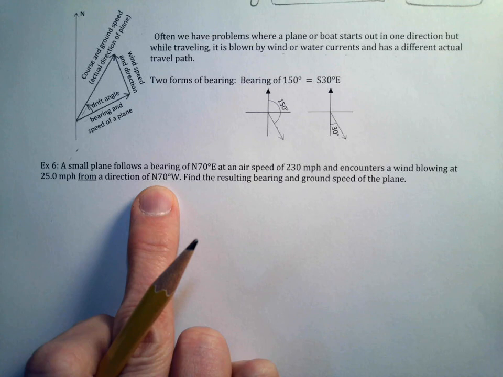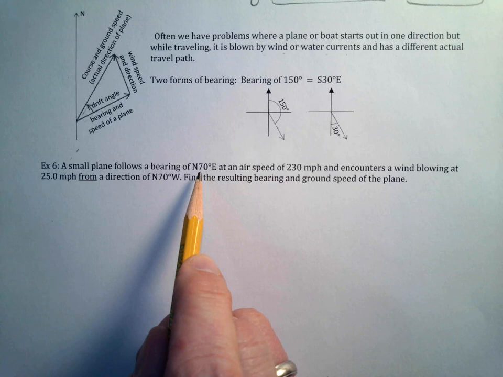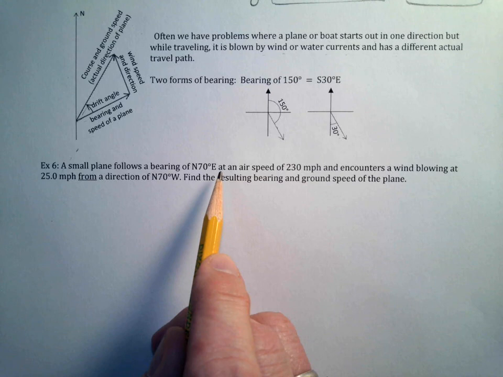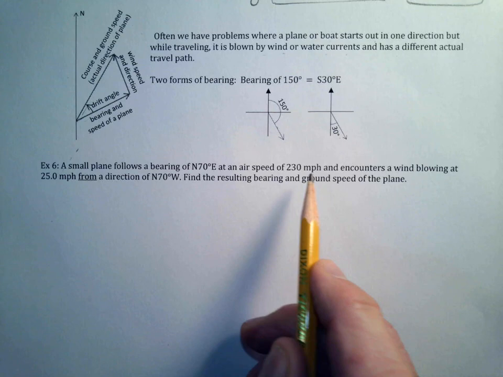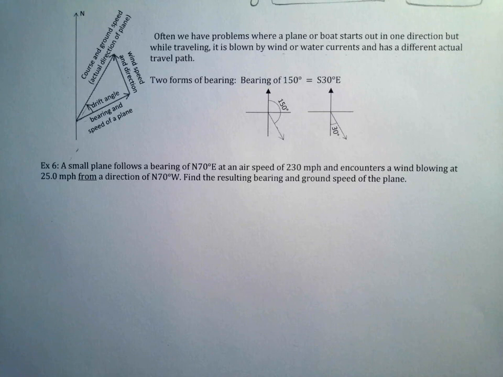So the first thing they're talking about is the plane is going in that direction. So if there was absolutely no wind, that's the route it would take, all right? And its speed that it's traveling. Okay. Now, the wind is blowing at a certain miles per hour in a certain direction. And so it's going to change the location and the direction that the plane is actually traveling in. All right, so let's try to draw a picture.